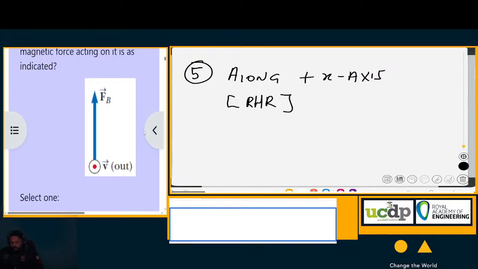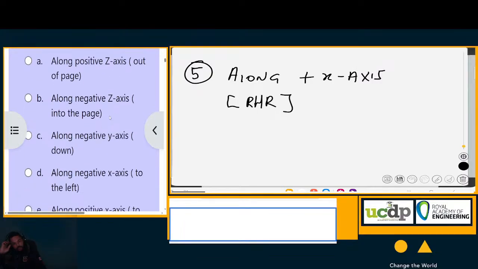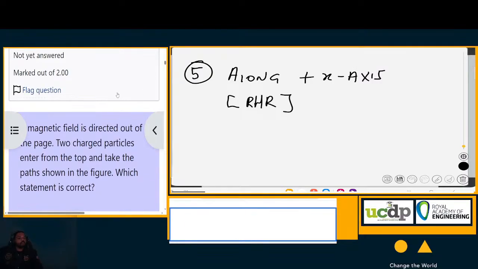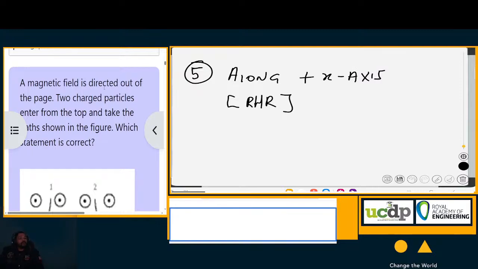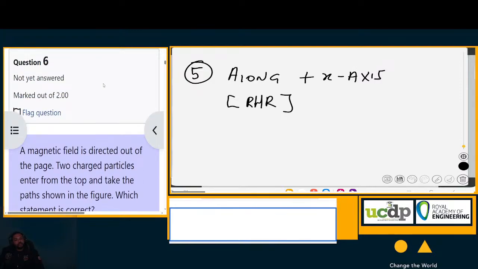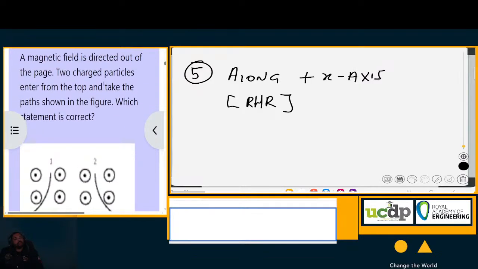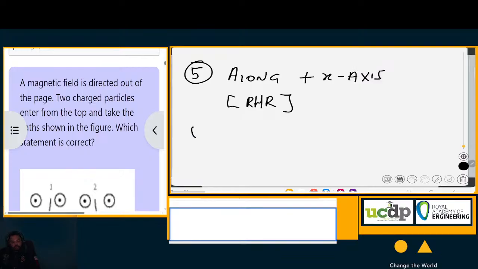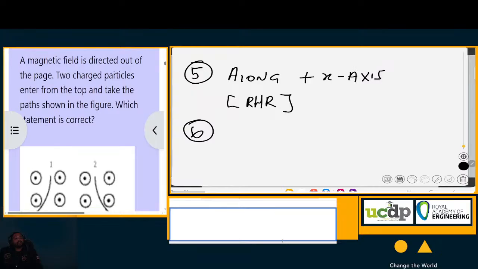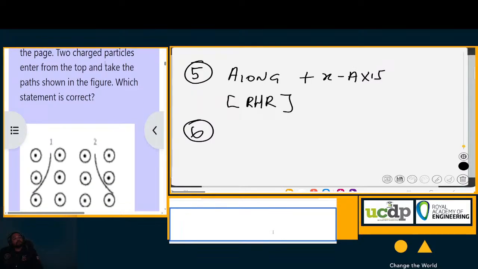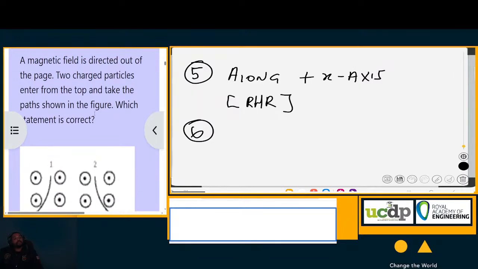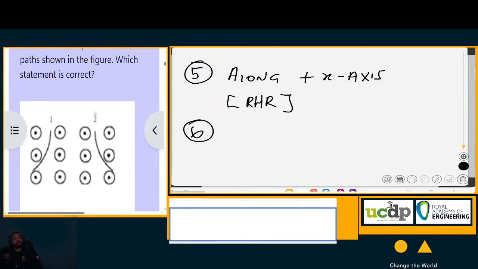Question number 6. These are not calculation based problems. They're all conceptual questions, or understanding what is happening. So we have question 6. A magnetic field is directed out of the page. Another one using the right hand rule, I believe. Two charged particles enter from the top and take the path shown in the figure. Which statement is correct? So you need to say which statement is correct.